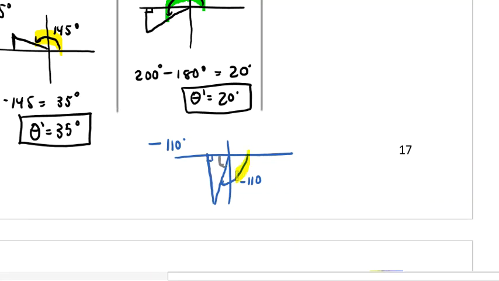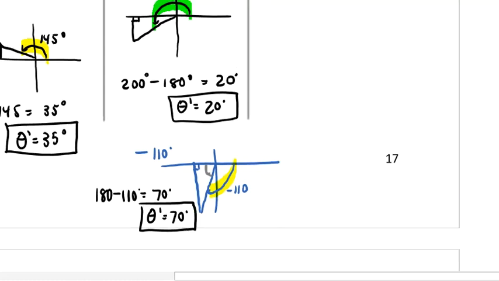As we look at this, do you see how this is less than 180? It's less than a straight line. I'm going to do 180 minus that 110. Notice I'm not subtracting a negative. I'm just doing the absolute value there. It's 70. So this one's reference angle is 70 degrees.